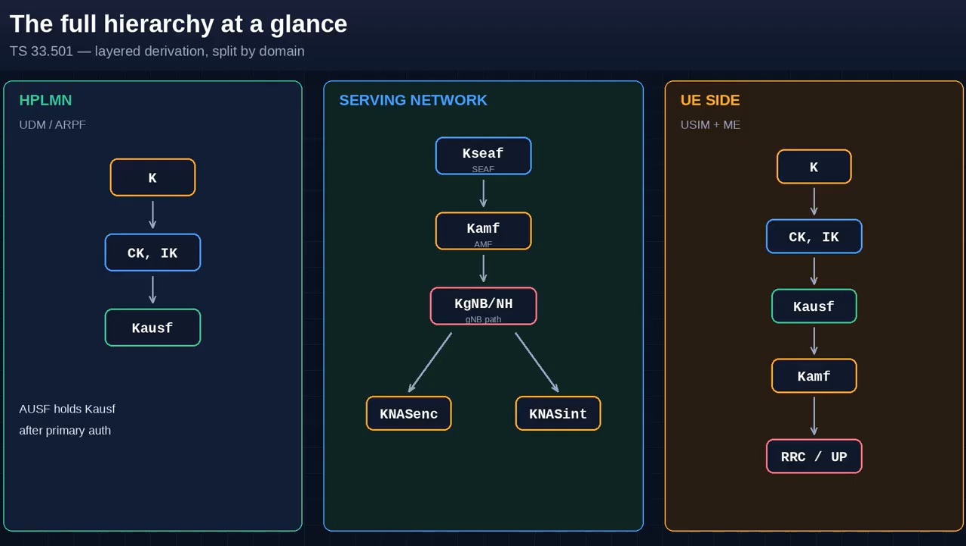Read top to bottom and you see derivation. Read left to right and you see trust domains. That two-axis layout is why the picture looks busy at first glance. It is not clutter. It is a map of who is allowed to know what. Once you see those two axes, the rest of 5G security procedures are mostly which arrow do we walk next.